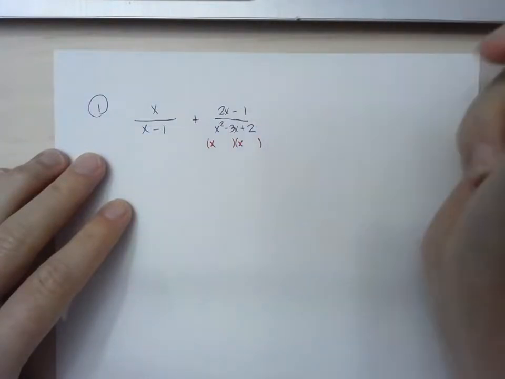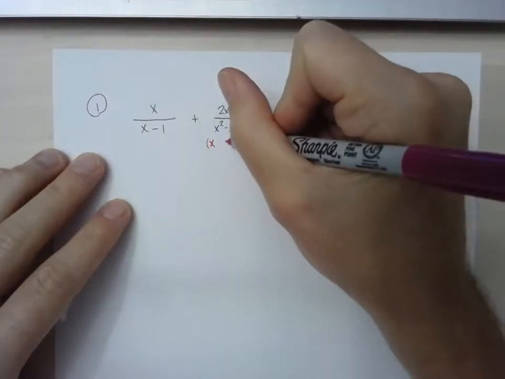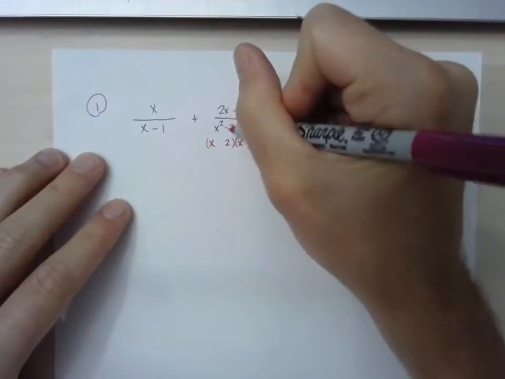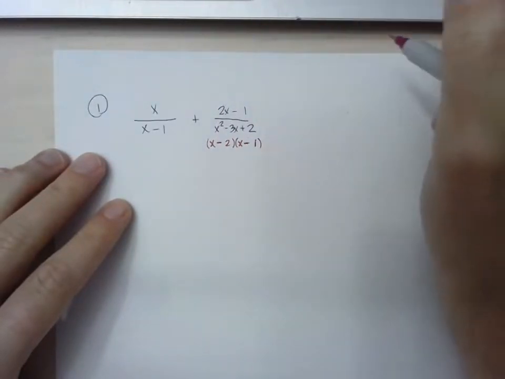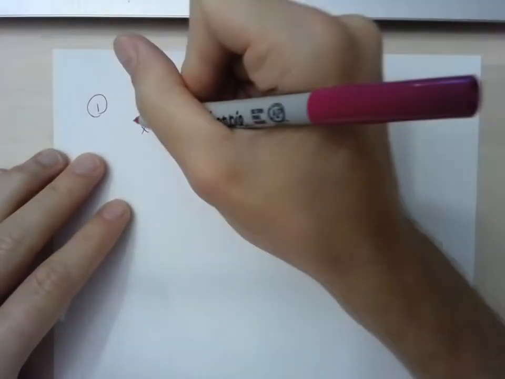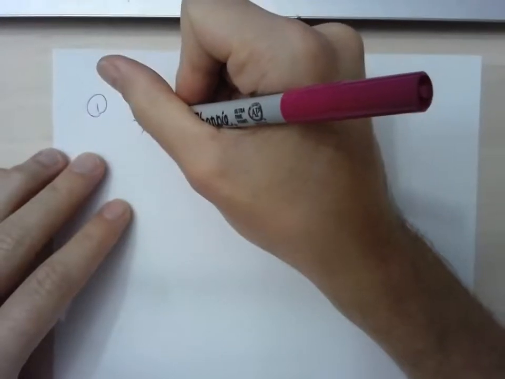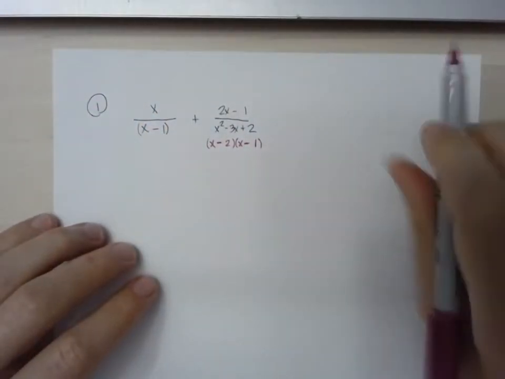And what goes into positive 2? Well, it's going to be 2 and 1. But since it's a negative 3, they have to add to negative 3. That's going to be minus 2 and minus 1. And right off the bat, I can see that I have an x minus 1 here. So let's rewrite that.